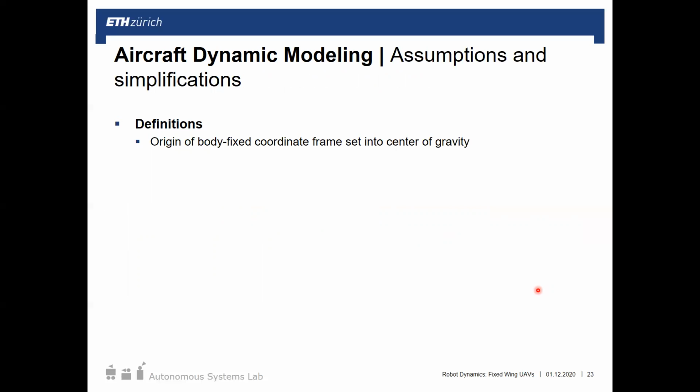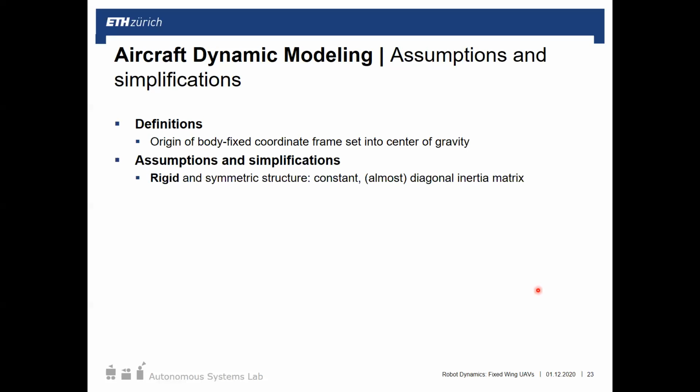We'll define for our body fixed coordinate frame the origin at the center of gravity. We're going to assume that we have a rigid aircraft, also that at least mostly is symmetric. So the y-axis, like the wings, should be the same on either side. This will have some nice simplifications for our inertia matrix later, which you'll see in a couple slides down. We're going to have a constant mass. So we're assuming it's an electric aircraft here, so no fuel loss.